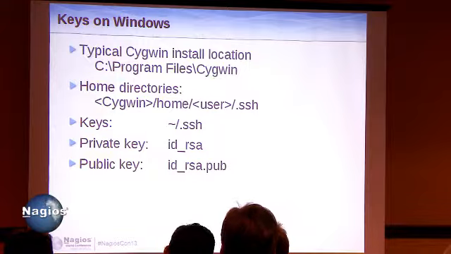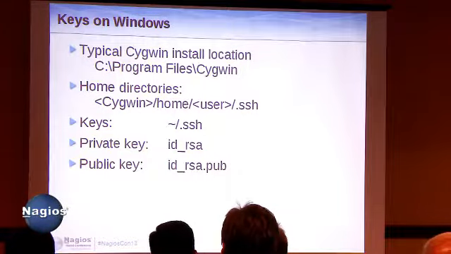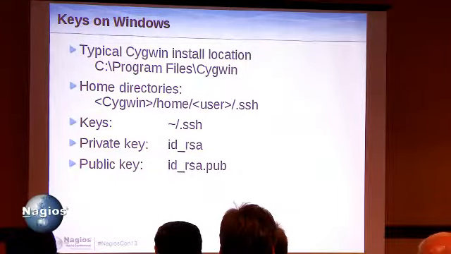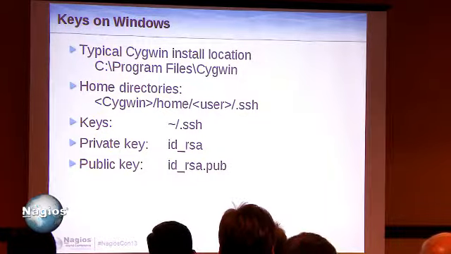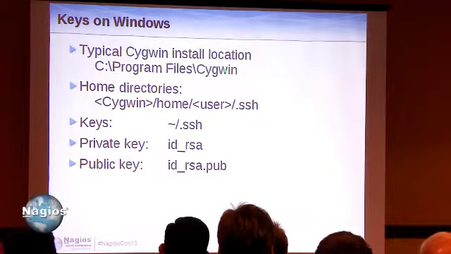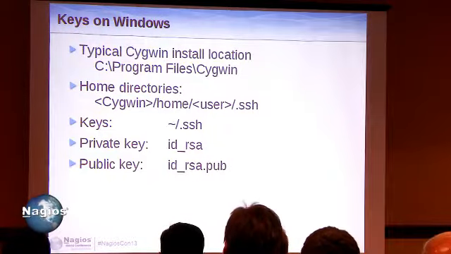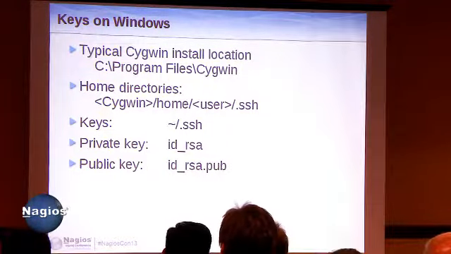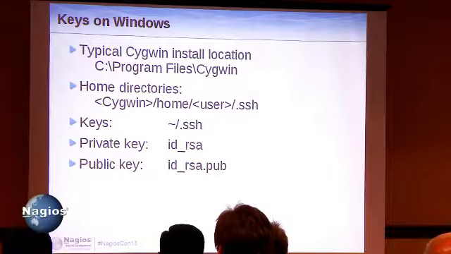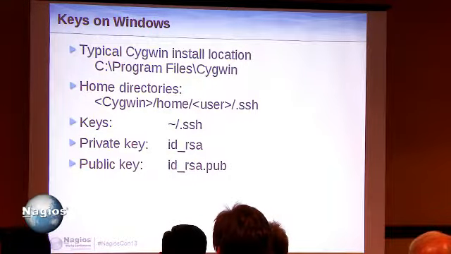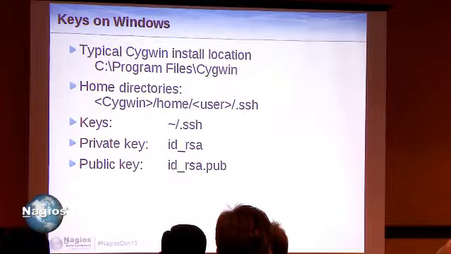We typically use a default directory install of C:\Program Files\Cygwin. The thing to note is the Cygwin world, if you will, is totally contained under that Cygwin directory. So the home directories are Cygwin, home, username, .ssh. That's the thing that gets people in trouble that I'm trying to show how to use. Cygwin is an app to Windows. So everything in the Cygwin world lives under the Cygwin directory.